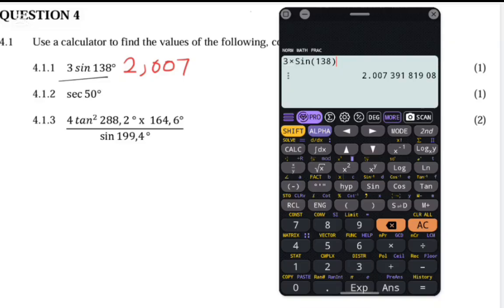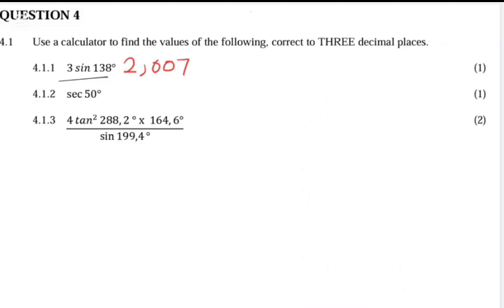And for the second one, this one is sec 50. Remember, sec is not in our calculator. Just look, there's no sec in our calculator. But we know that this is the reciprocal of cos. How do we know that? We just look at the third letter of this. Let me just write it here. This is the same as 1 over cos of 50, so we can punch it in our calculator.